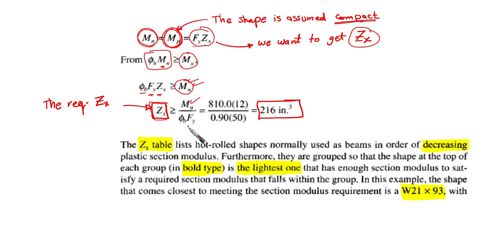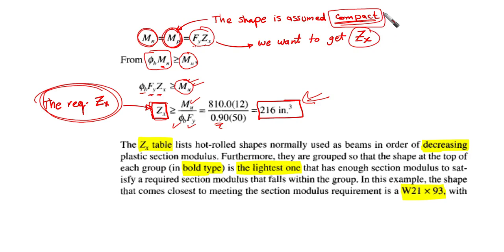M ultimate is known, Fy is 50, phi b is 0.9, because we are talking about flexure. This gives us ZX, which we call the required plastic modulus. We are talking about plastic modulus, not elastic modulus. Take care, because the shape is compact, so we are talking about plastic modulus, not SX. So ZX should be equal to or larger than this value.